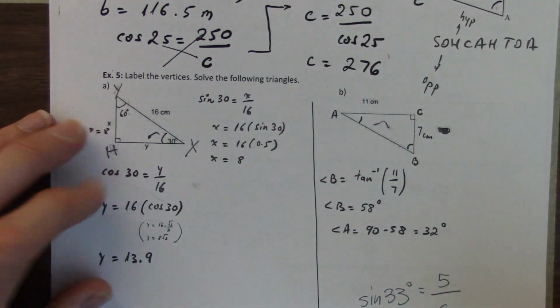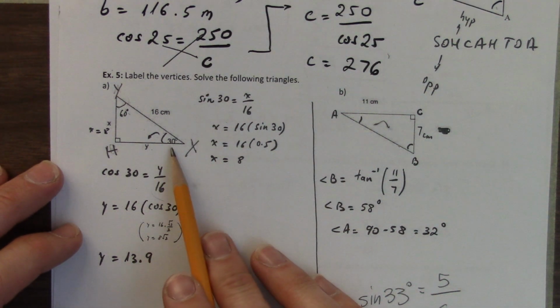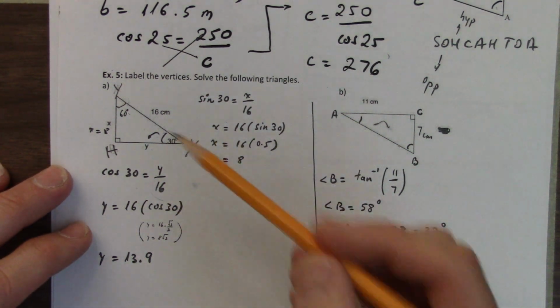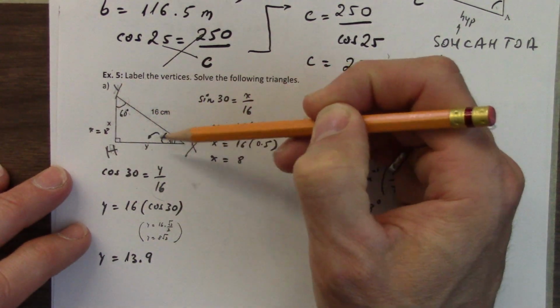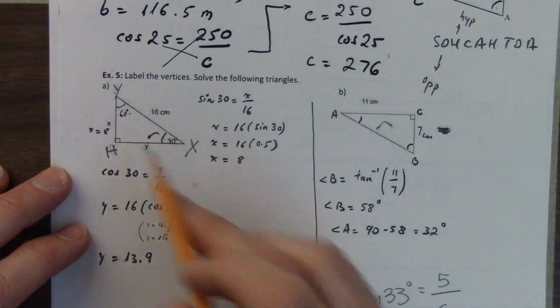30 is given? Yeah. Oh, okay. So it gives us one angle. So it gives us both angles because we take 90, right? 180 minus 90 and 30 gives you 60. So we have all the angles.